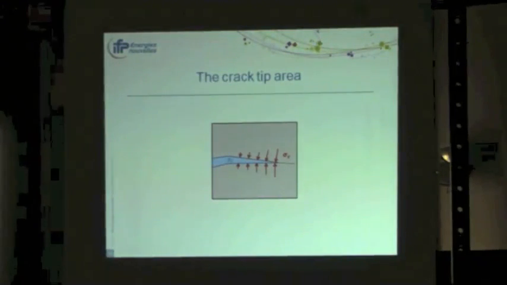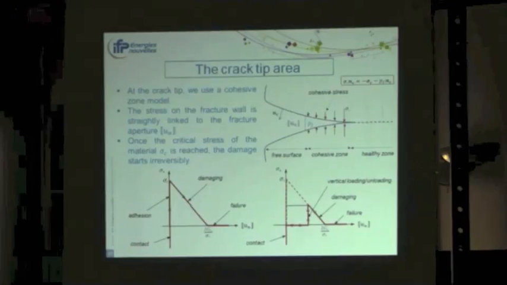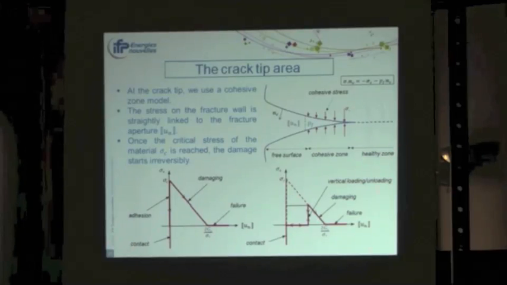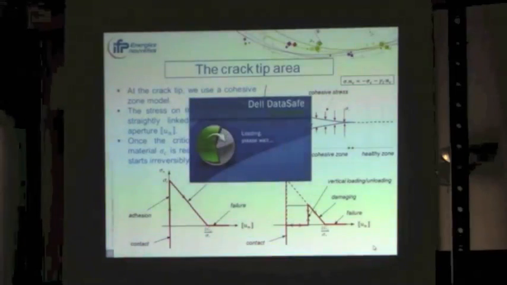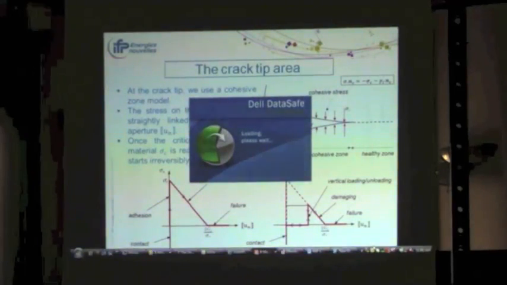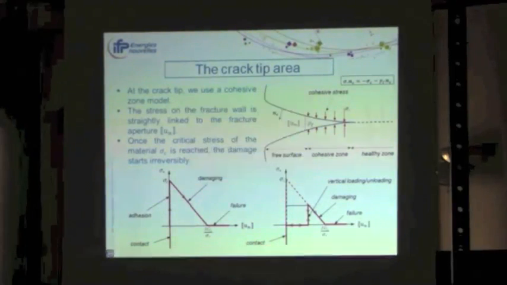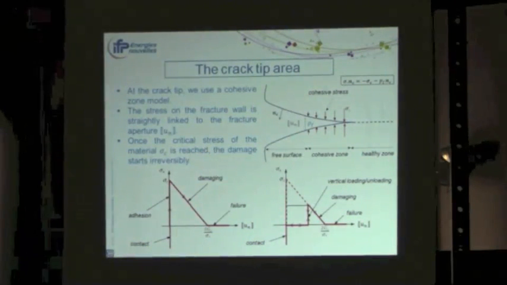And now the crack tip area. For the crack tip area, we use a cohesive zone model that consists in subdividing the crack tip area in 3 parts. A free surface, where the crack is completely open. A zone which is undamaged, LC, and there is no crack or no damage in this part. And between these two, we have the cohesive zone, in which cohesive stress are opposed to the opening of the fracture.